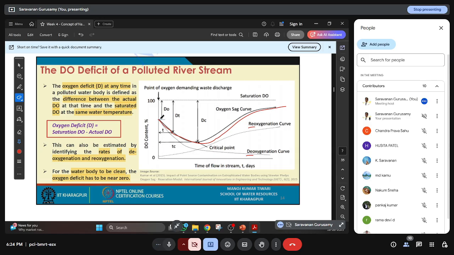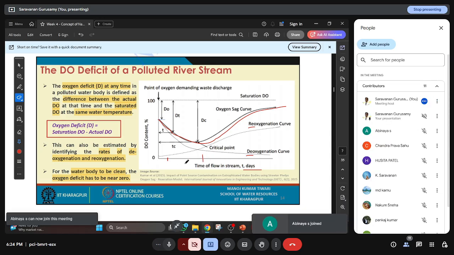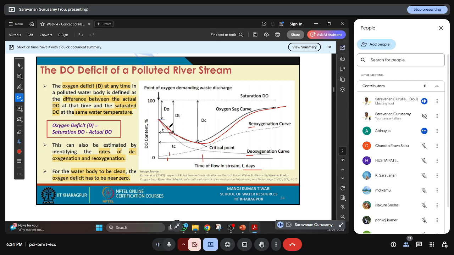So if you add both, here the oxygen level is at this point. You can take 1 day, 2 days, or 1 kilometer, 2 kilometers, time or distance both. At 1 kilometer, at this point, this is the deoxygenation, the reduced oxygen level, and the added oxygen level. If you add both, you will get this. At 2 kilometers or 2 days, this is the oxygen level. This is the reduced oxygen level, this is the increased oxygen level. If you add both, you will get this. So at this point, you will get the minimum. Again, here you have this much oxygen reduced and this much oxygen added. If you add, again it will increase. This is called the oxygen curve.